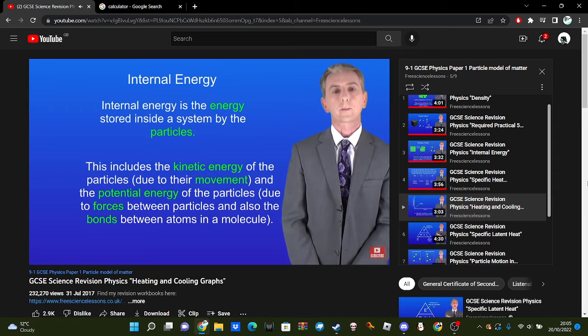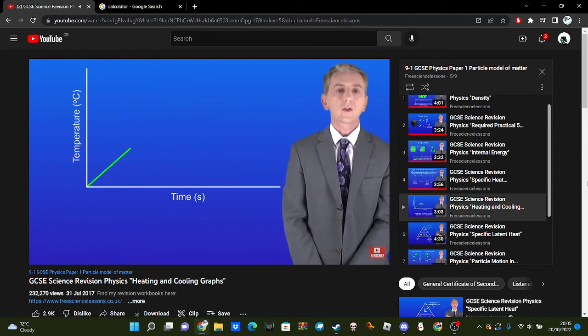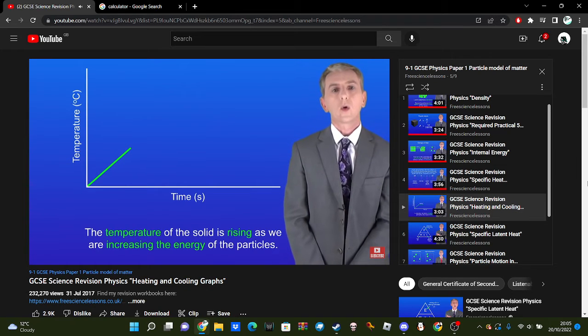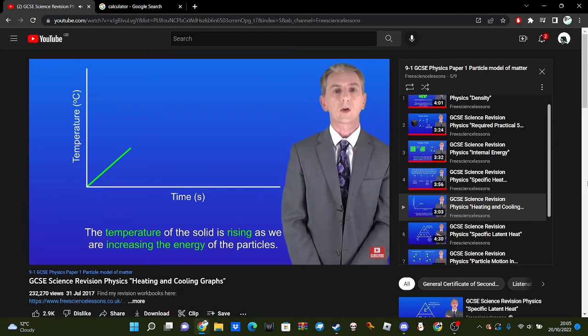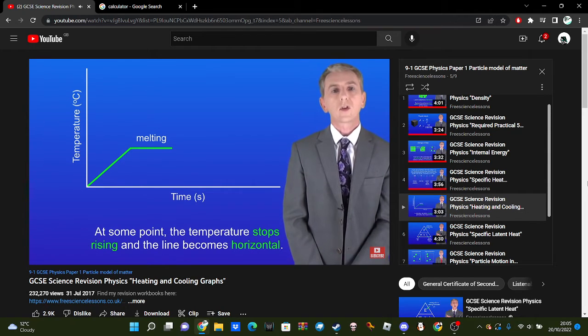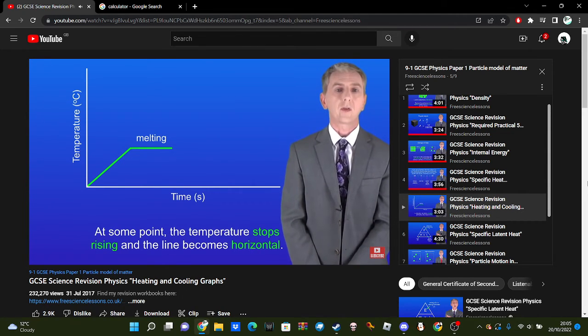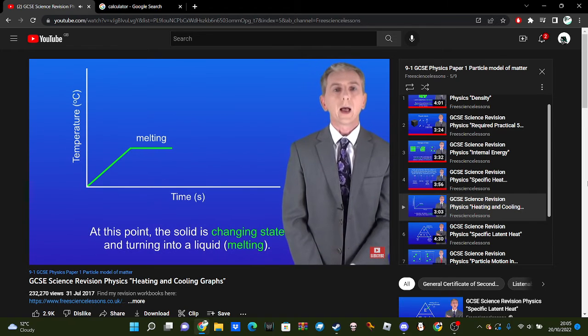So let's get started. Imagine I've taken a solid substance and I'm gradually heating it and I'm measuring the temperature. I get a graph like this. Now this is called a heating graph. So we can see that the temperature of the solid is rising as we're increasing the energy of the particles. Now at some point the temperature stops rising and the line becomes horizontal. At this point, the solid is changing state and turning into a liquid. In other words, it's melting.